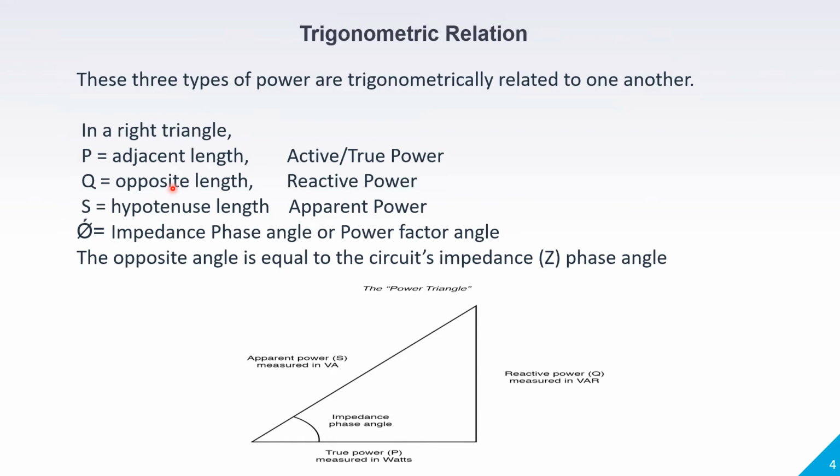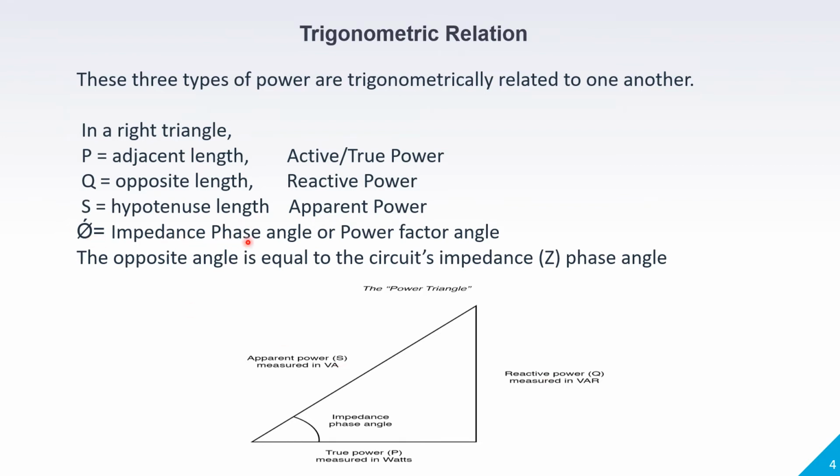Q is the opposite length of the angle. So this vertical component is called Q and it is denoted for the reactive power. And the hypotenuse or diagonal is shown for the apparent power, that is the square of true power and reactive power. So P square plus Q square will give you apparent power square.